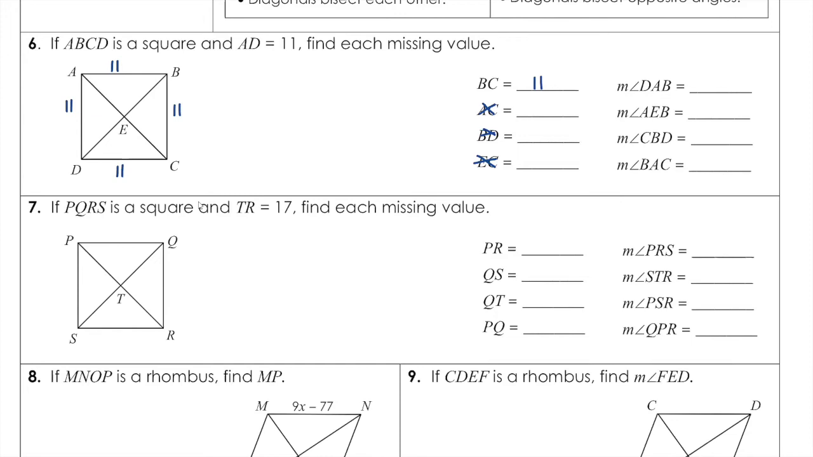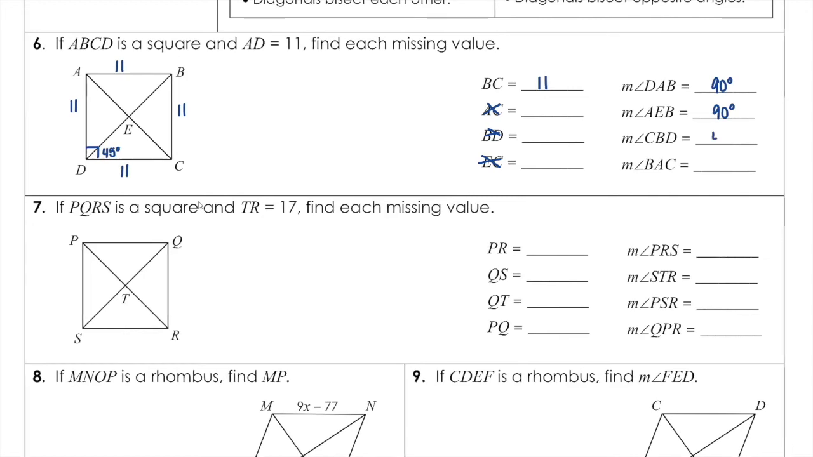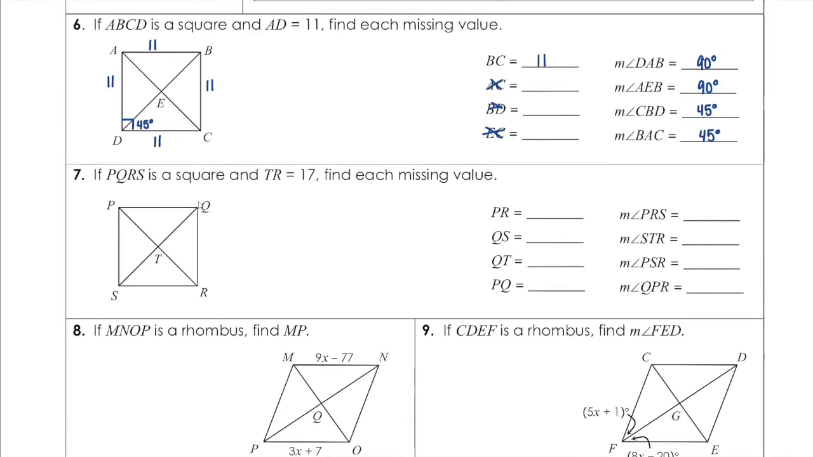So what about DAB? Angle DAB. 90 degrees. AEB. Diagonals are perpendicular, so it is also 90. CBD. So this would be a 90-degree angle, and the rhombus tells us that those angles are bisected, so it would be 45. Fantastic. Pretty awesome. BAC. 45.